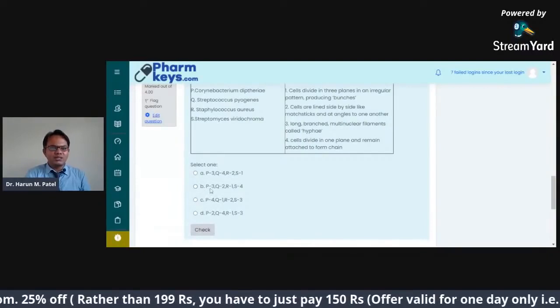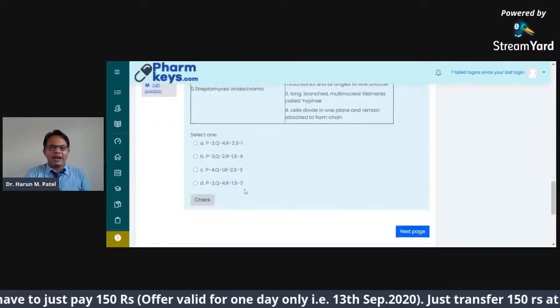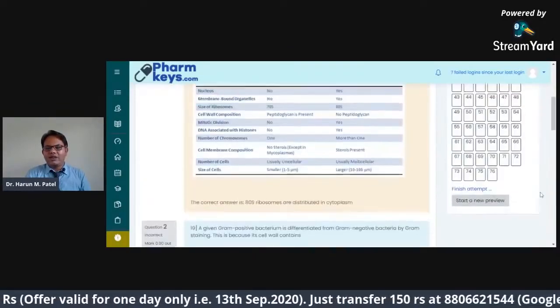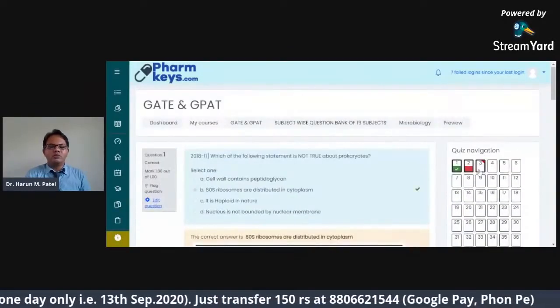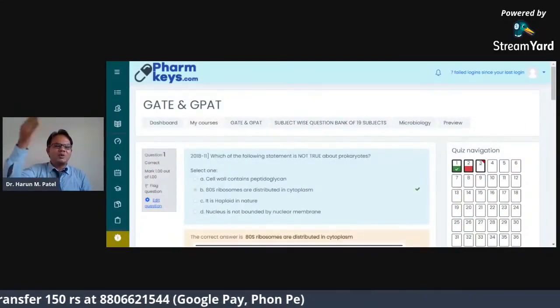One of the two is the answer. In that case, you can press the flag button. Pressing this flag button, a flag will automatically appear on question number 3. It means that such flagged questions you have to solve in round 2.